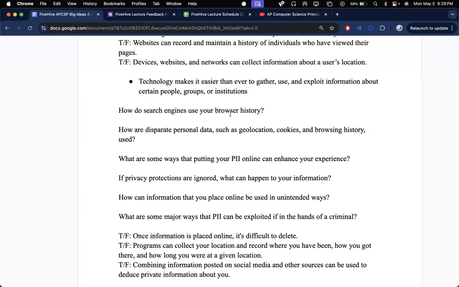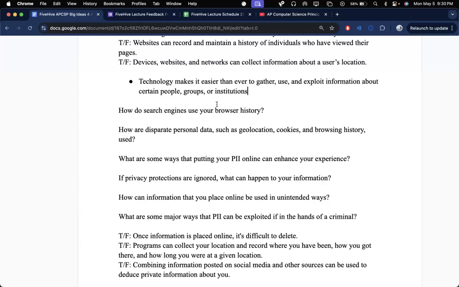So, how do search engines use your browser history? Here's a good question for you. What do you guys think? Yeah, so they can personalize advertisements, right? Or target you for marketing. They can also use your past history to give you suggestions for websites that you might be looking to look at, to give you more items based on your searches. Yeah, exactly, so give you more likely websites that you're trying to look for, for example.